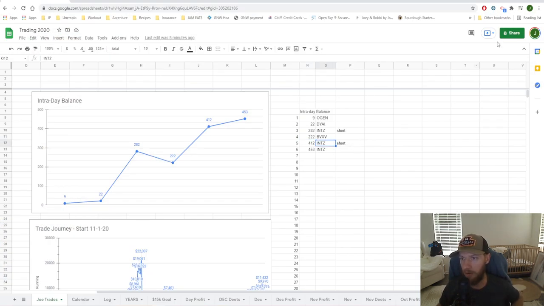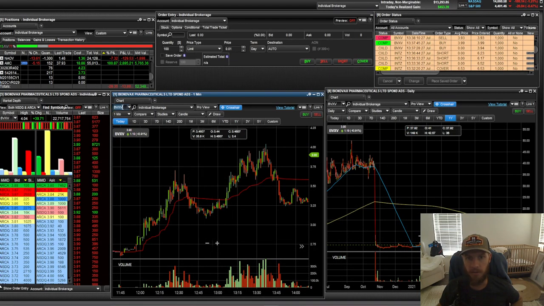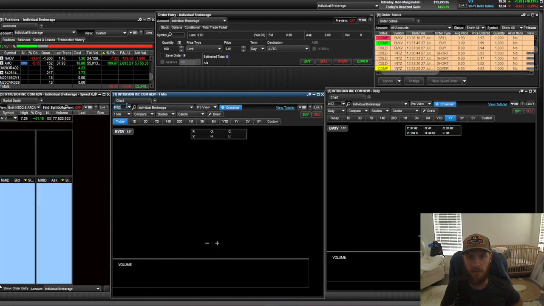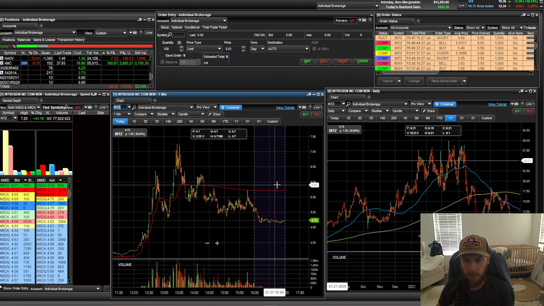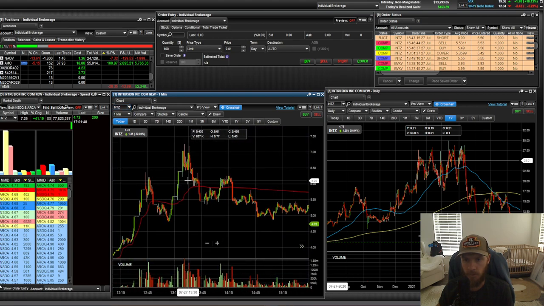Then I moved back over to INTZ for another short. And this was a good one because this brought me all the way up to 412 bucks. So INTZ, and from there, I'll show you what my short was on this one. Okay, 1349. Let's zoom in.